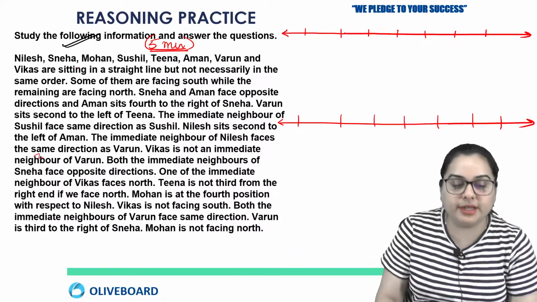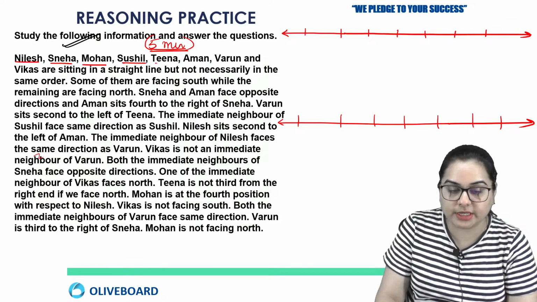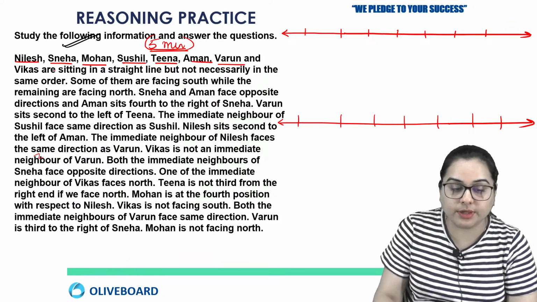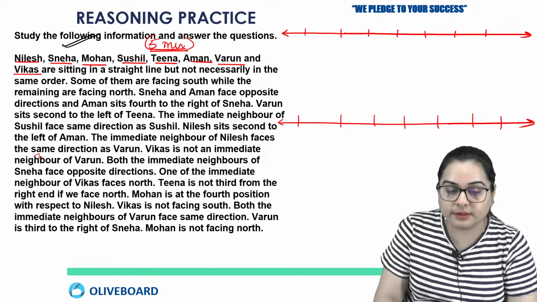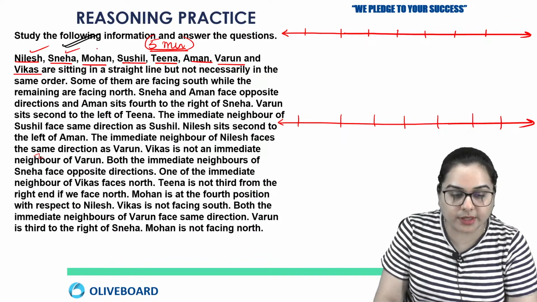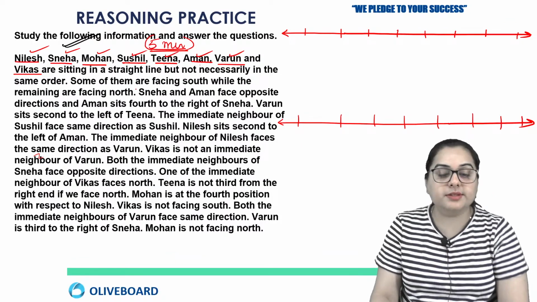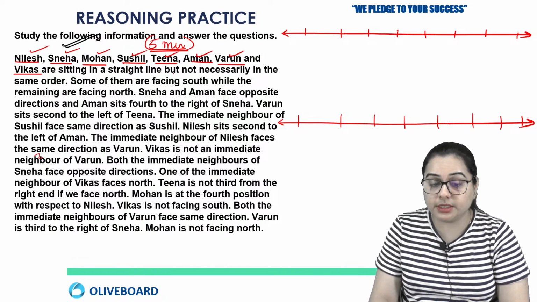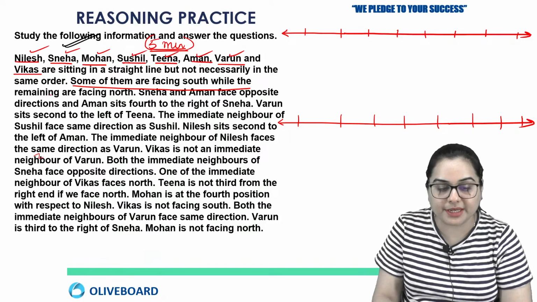The names of the people are Nilesh, Sneha, Mohan, Sushil, Tina, Aman, Varun and Vikas. There are 8 people, 1, 2, 3, 4, 5, 6, 7, 8. I had marked positions for only 7 people, so it should be 8. They are sitting in a straight line, but not necessarily in the same order. Some of them are facing south while the remaining are facing north.